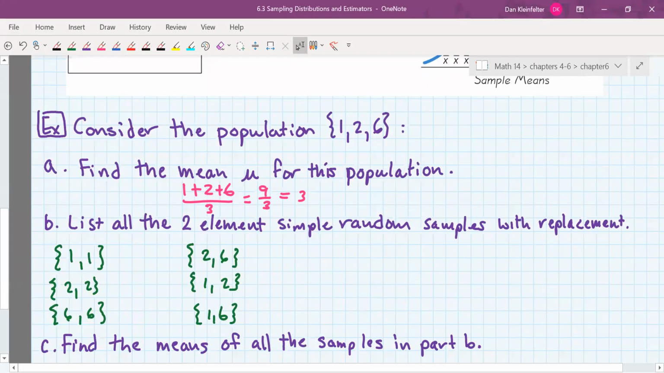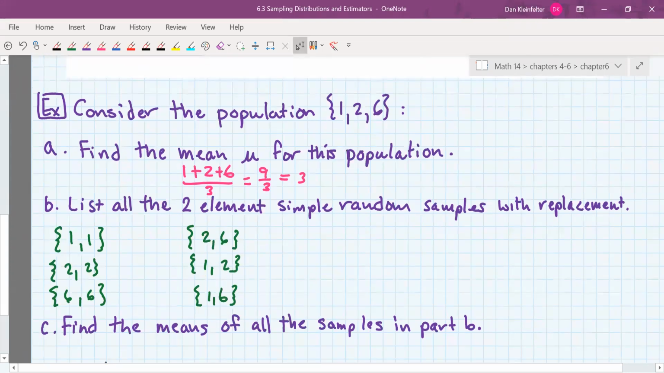So take that population of numbers 1, 2, and 6 and think about all the ways that you could choose 2 of those items. And this is done with replacement. So 1 and 1, 1 and 2, 2 and 2, 6 and 6, 2 and 6, and then 1 and 6. So all those possible samples of size 2 with replacement are shown down below in green.